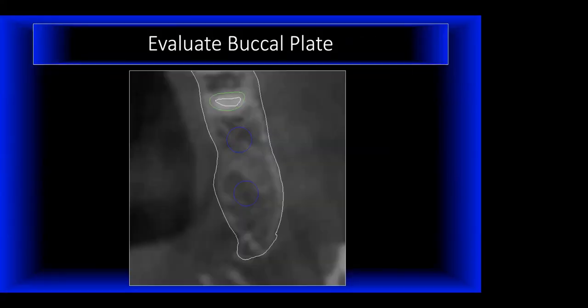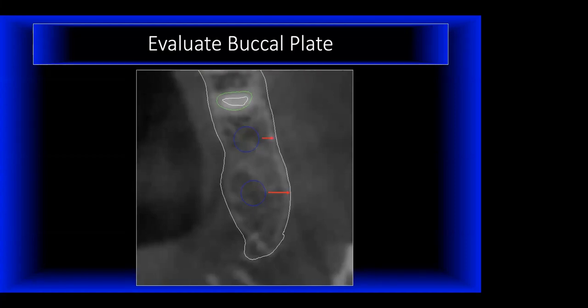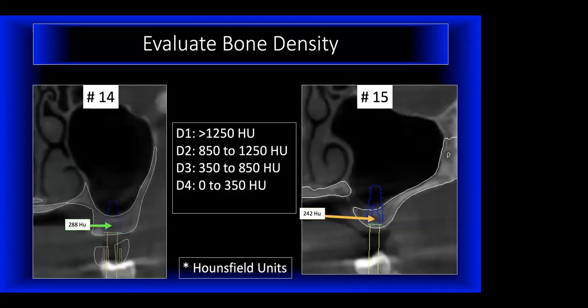The next thing we're going to do is evaluate the buccal plate. I'm going to look and make sure I have buccal plate, so the implants are placed into an area where I'm going to have enough bone there to protect my implant. Then I'm going to look at the bone density. Usually in the posterior maxilla, the problem is that you have very little cortical bone. Because of that, you don't have the stability that you would normally have. If we look at the Hounsfield units, it looks like it's D4 bone, which is consistent for this area.